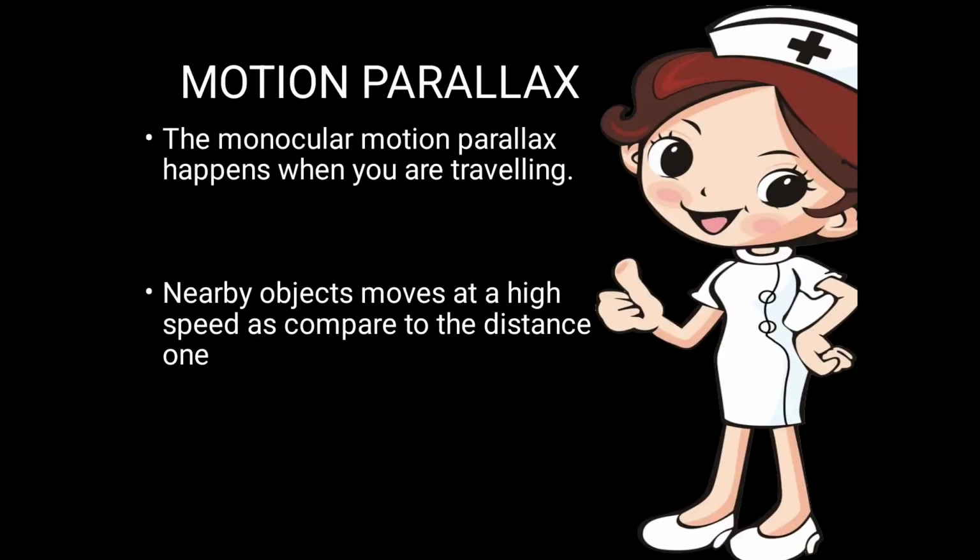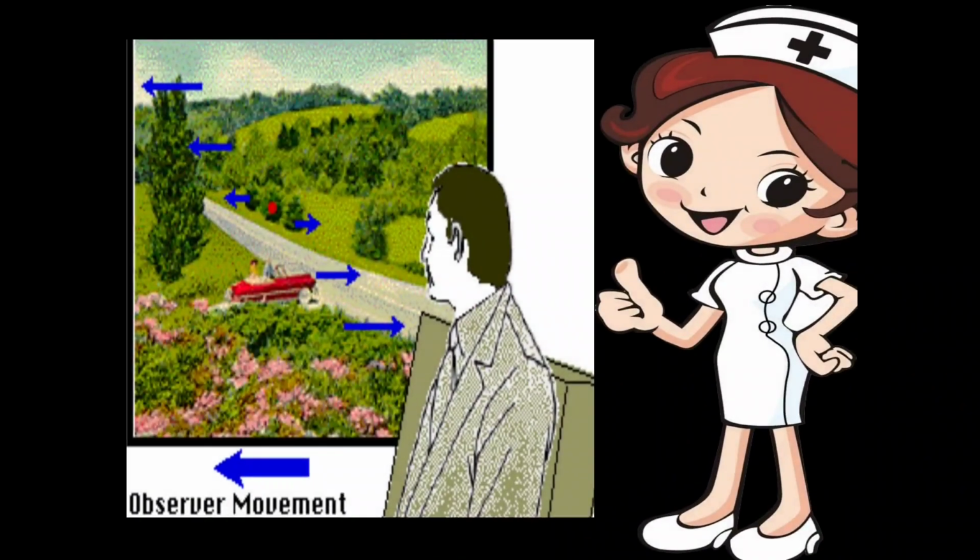Next one is motion parallax. The monocular motion parallax happens when you are traveling. Okay, let us see an example. In this case, the person is traveling, sitting at the window, and this one is the movement of the observer. So the things which are near get passed very easily and very soon, and those things which are at a distance move at a very slow speed as compared to the near ones. So this was the motion parallax.